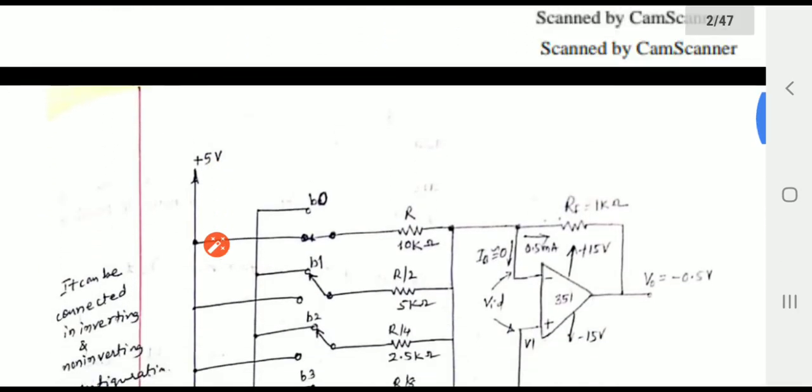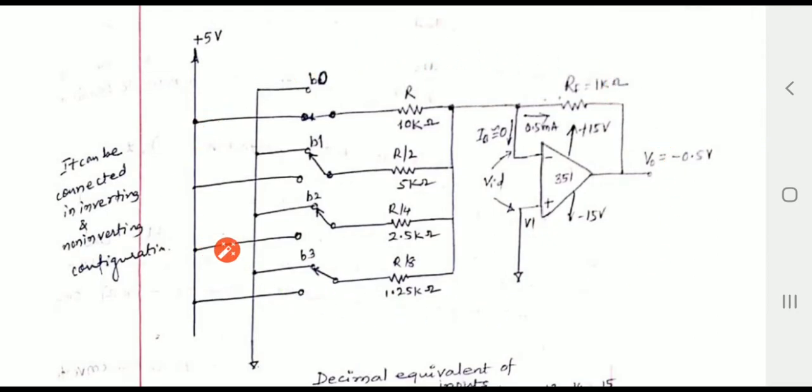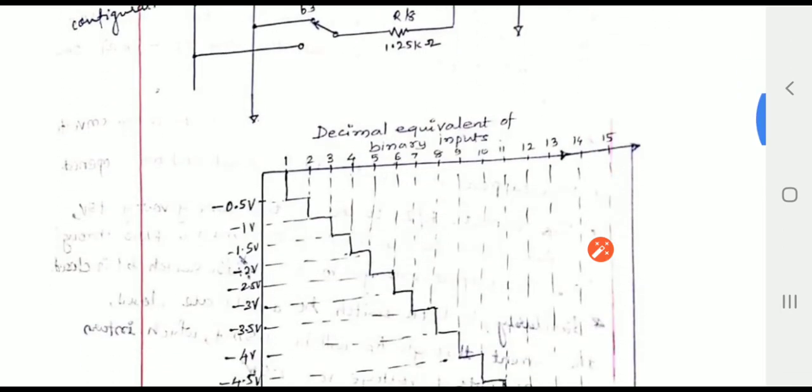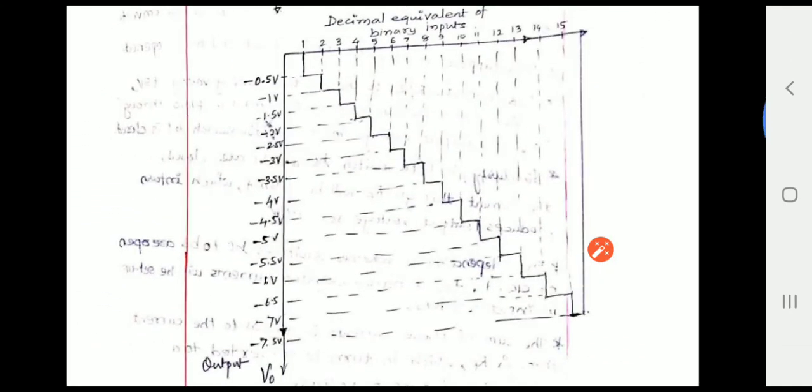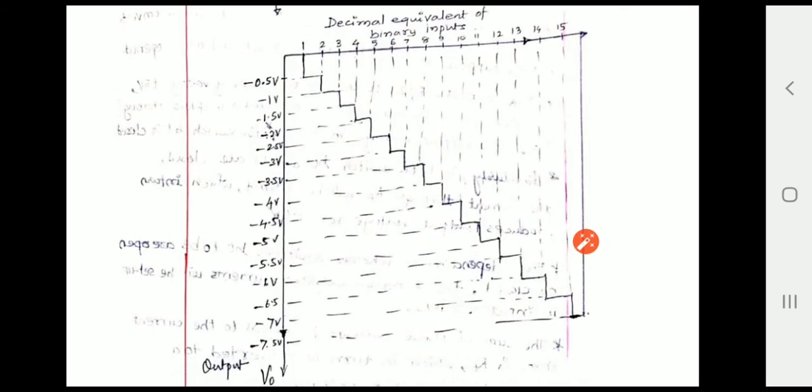So this is how this circuit is used to convert 4-bit binary into analog output. The same thing is shown in the graph here. In the graph, these are the decimal equivalents of the binary inputs, from 1 to 15. 0 starts here, so that is neglected. So from 1 to 15 is shown. When the binary input is 1, meaning 0, 0, 0, 1, the output is minus 0.5.